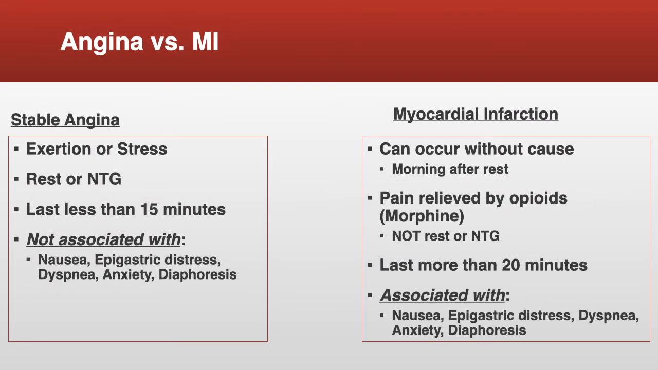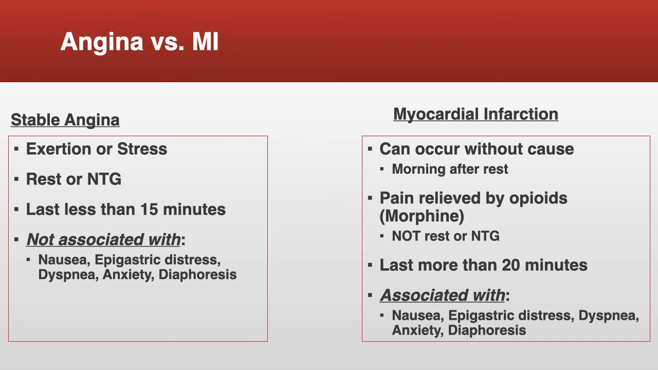So here's a side-by-side comparison with angina and MI. So here I have stable angina, and that's related to exertion or stress, and it's relieved with rest or nitroglycerin. And the pain usually lasts about 15 minutes, so that would be 3 rounds of nitroglycerin sublingual. These clients do not have nausea, they don't have epigastric distress, they don't have any shortness of breath, they're not really anxious, and they're not diaphoretic.